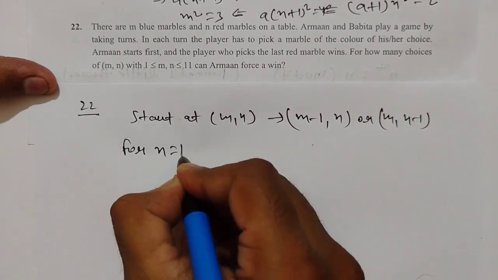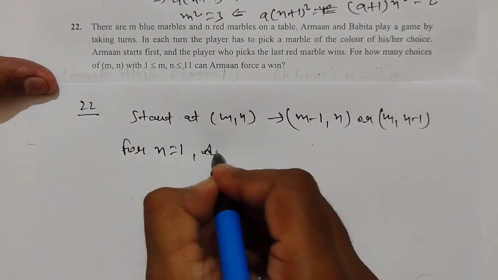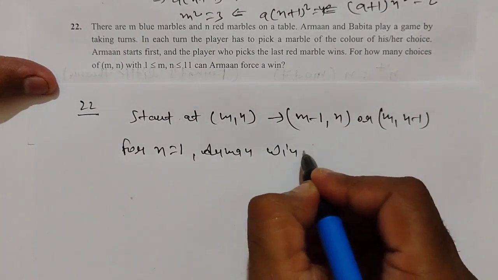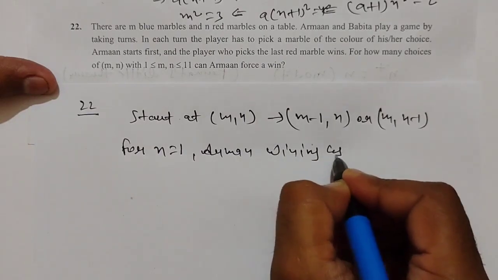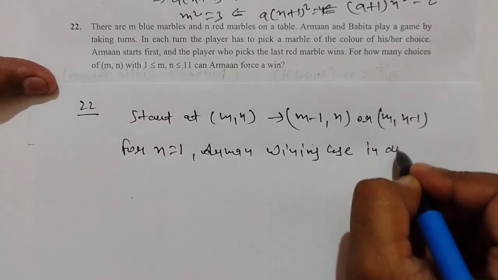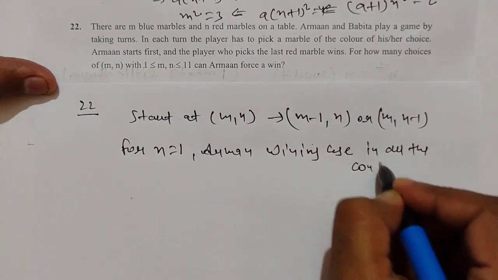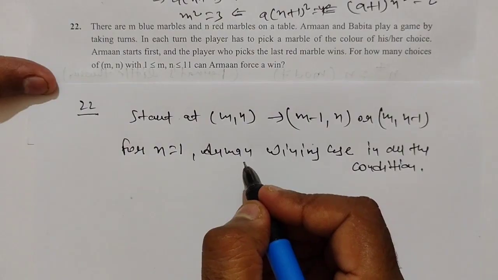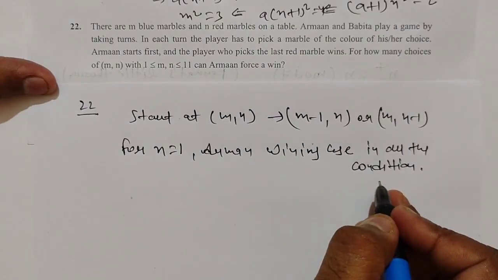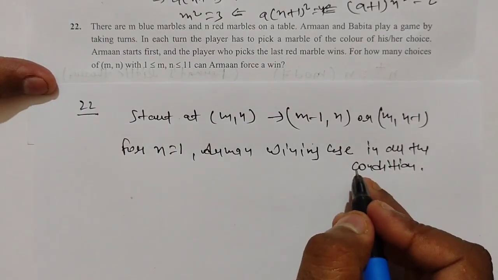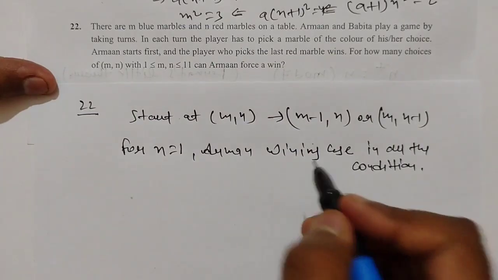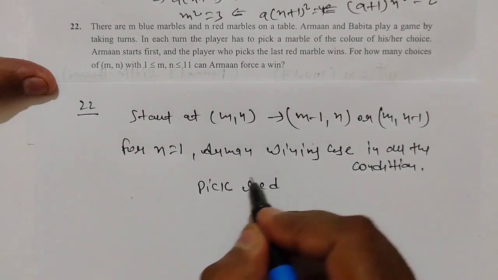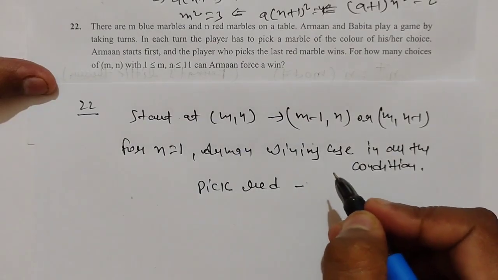For n is equal to 1, Arman is in a winning case in all the conditions. So when Arman wins in all the conditions, he can just pick red, by 11 cases.